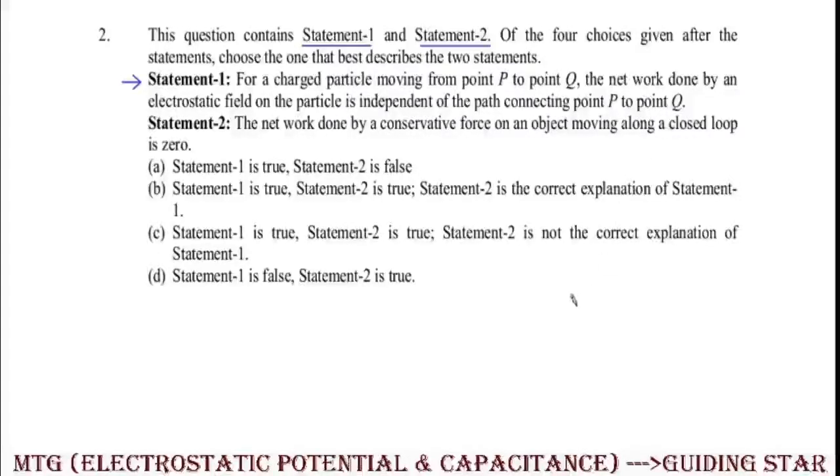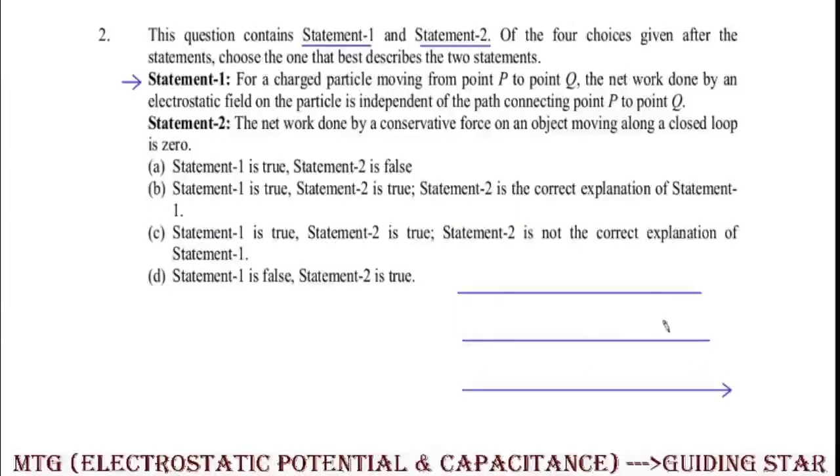to point Q. Clear? So here in this particular case, let us consider that an electrostatic field is present over here. Clear? And the field is directed towards the right, and assume that there are 2 points. One is point P and another is point Q. Clear? So what it's saying is that a charged particle moves from point P to point Q. Suppose the charged particle moves from point P to point Q via this path, or it might move in this particular path. Clear?